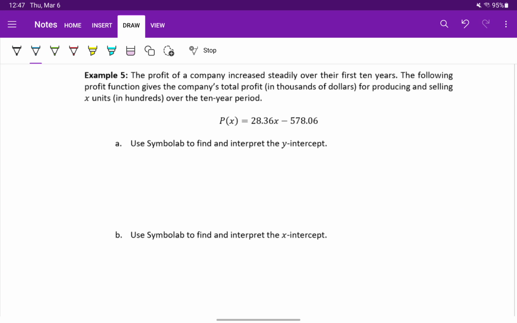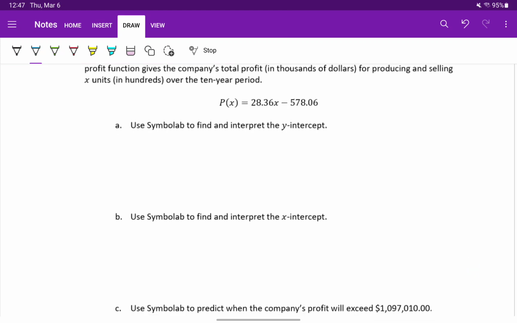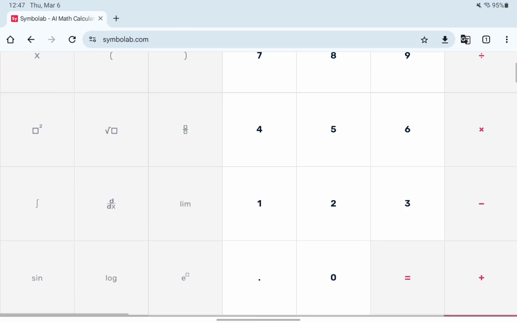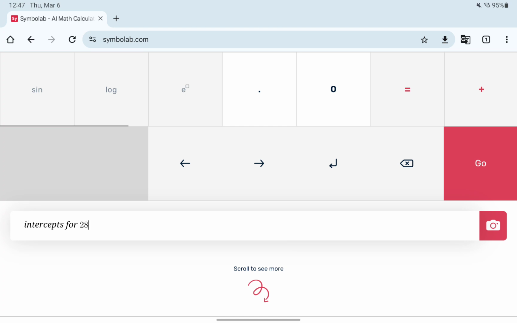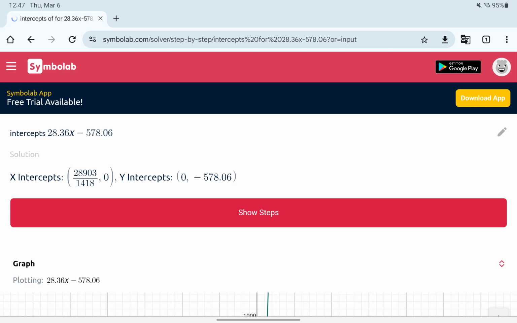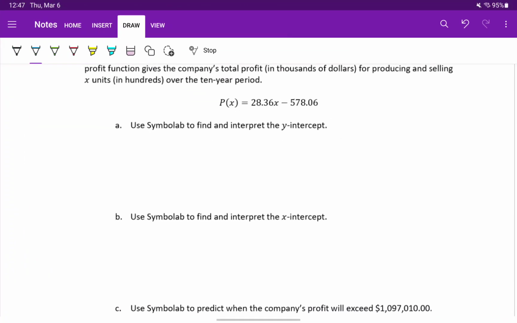So we're given a total profit function. We want to use Symbolab to find and interpret each of those intercepts. So we'll ask Symbolab to find all intercepts for this given function. It will output both the x and the y-intercept. The x-intercept is given to us in fractional form, but we can just input that fraction to get the approximate decimal value.